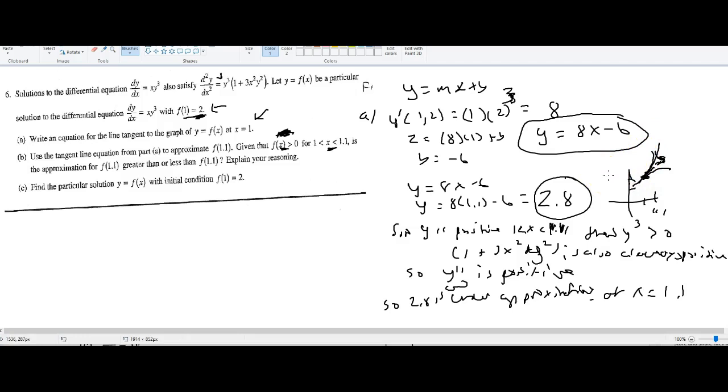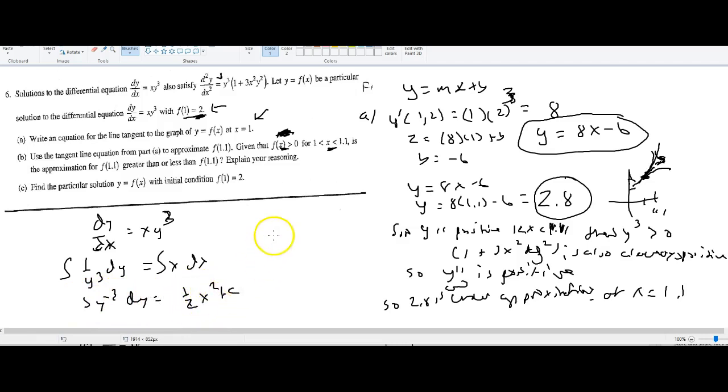Okay, for part c, solve f of x, find the particular solution. So now I've got the derivative. How do I turn the derivative, dy dx, into a regular equation? Aha! Well, there goes xy cubed. So I can move the y cubed to the other side. One over y cubed, remember, separate your variables, is equal to x dx. Integrate both sides. I'm going to rewrite this as y to the negative 3 so I don't make a mistake. This is 1/2 x squared plus c.